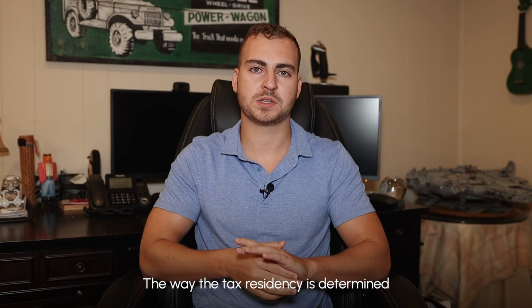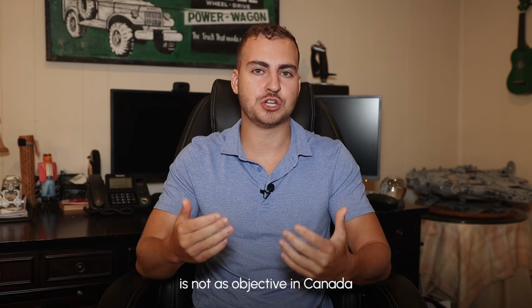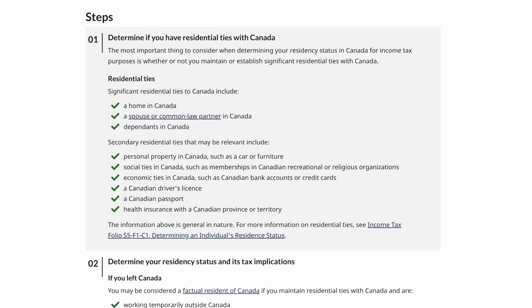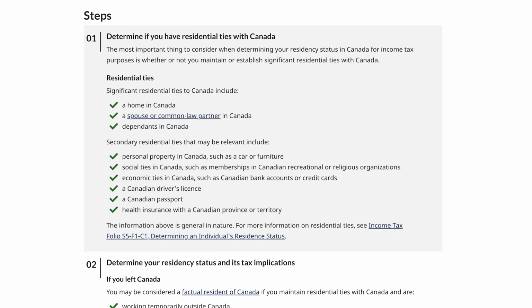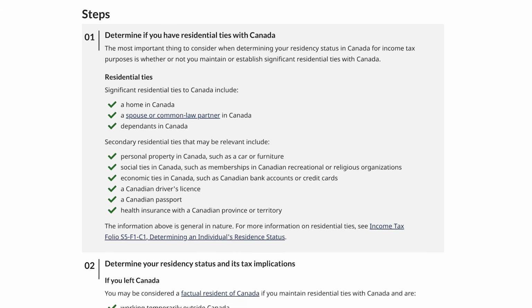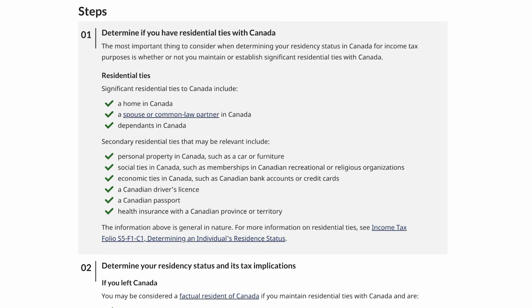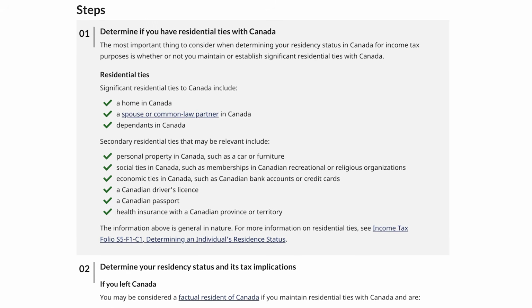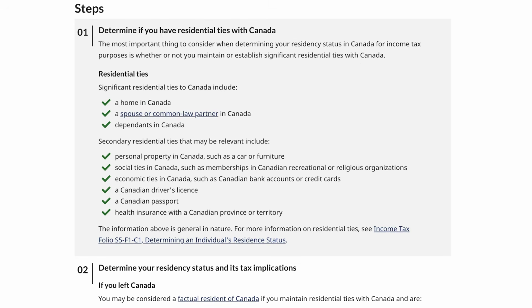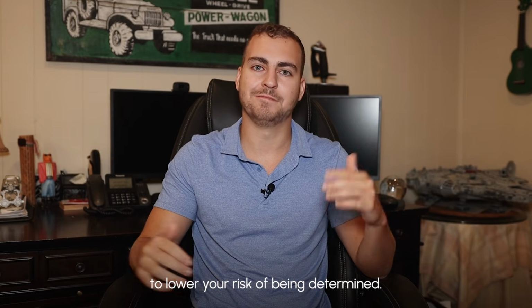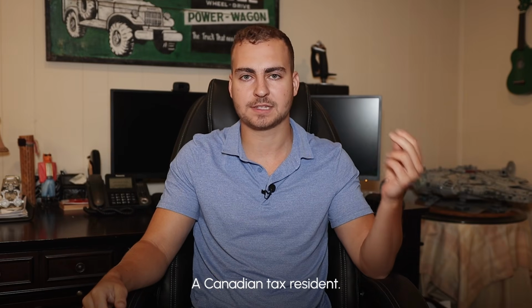The way that tax residency is determined is not as objective in Canada as it is in many other countries. There's a list of primary and secondary residential ties that many of us hold with Canada. The CRA will look at those various ties based on what you have. Subjectively, they'll decide whether you're a tax resident or not. So the idea here is to remove as many ties as you possibly can to lower your risk of being determined a Canadian tax resident.